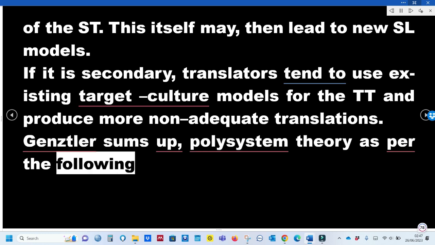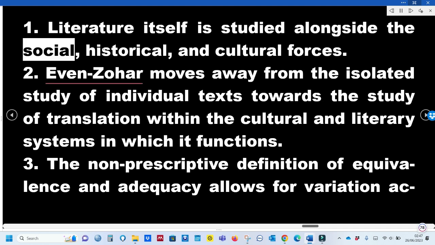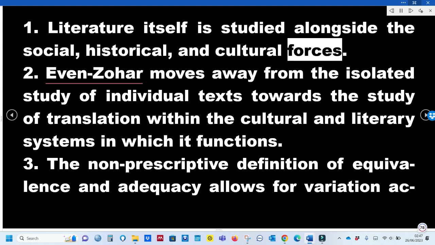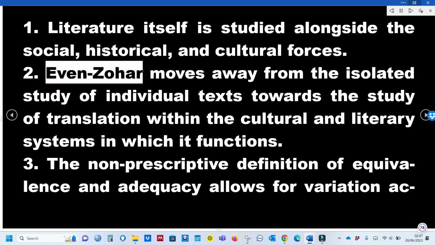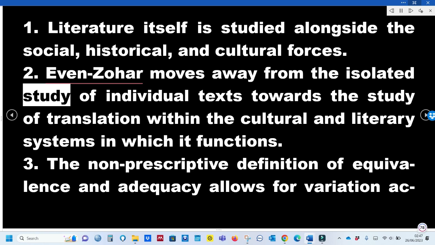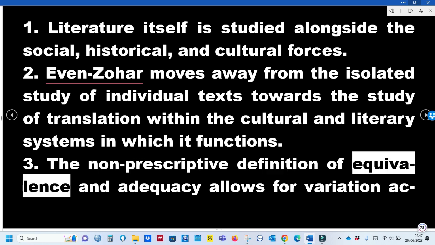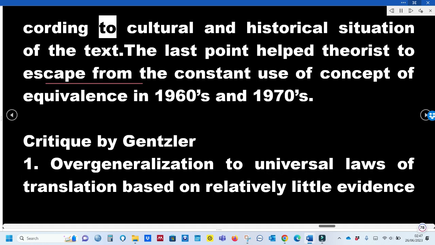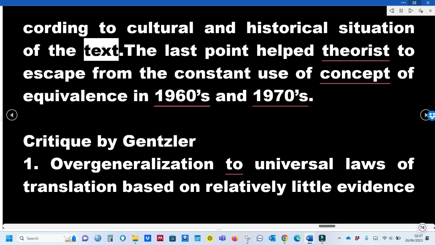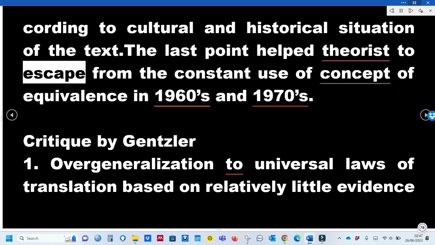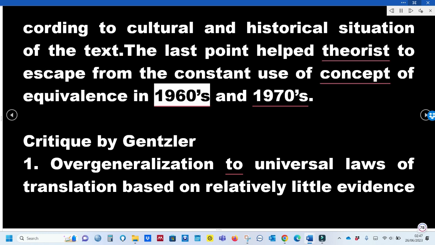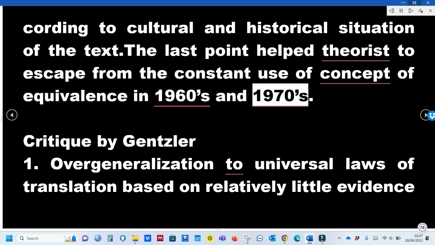Gentzler sums up polysystem theory as follows. 1. Literature itself is studied alongside the social, historical, and cultural forces. 2. Even-Zohar moves away from the isolated study of individual texts towards the study of translation within the cultural and literary systems in which it functions. 3. The non-prescriptive definition of equivalence and adequacy allows for variation according to the cultural and historical situation of the text. The last point helped theorists to escape from the constant use of the concept of equivalence in the 1960s and 1970s.